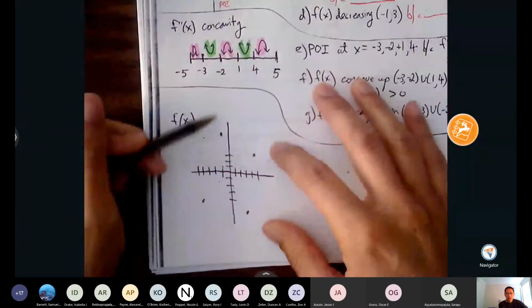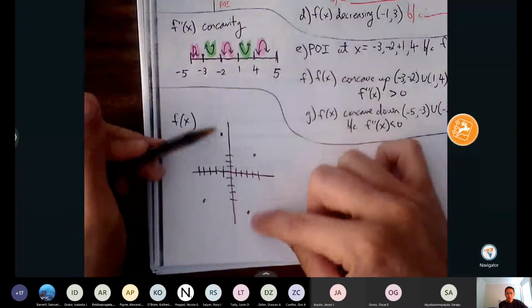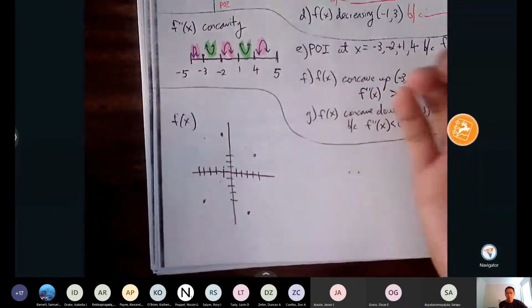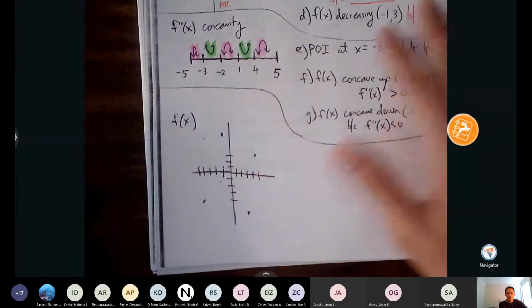But maybe your point is higher than mine or lower than mine, but it doesn't matter, right? The important thing right now is, can we get our shapes to match? That's what's key.